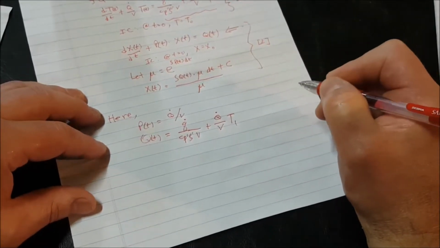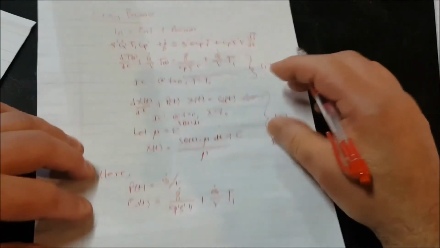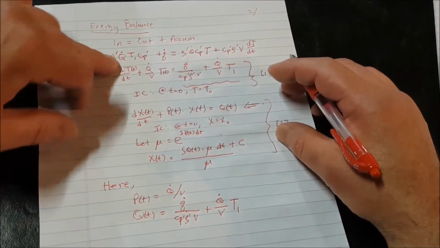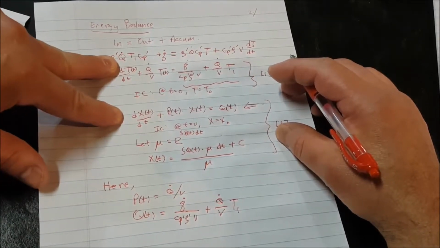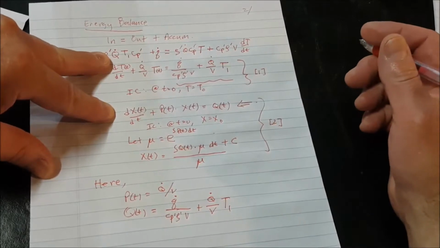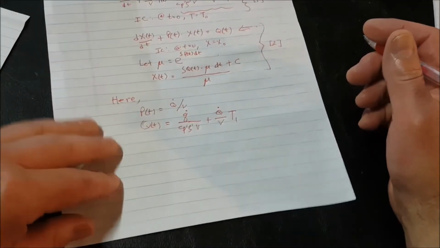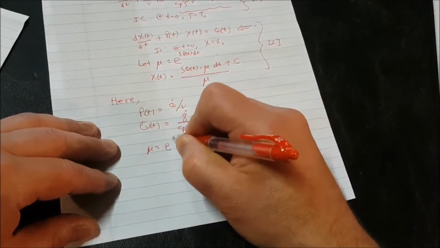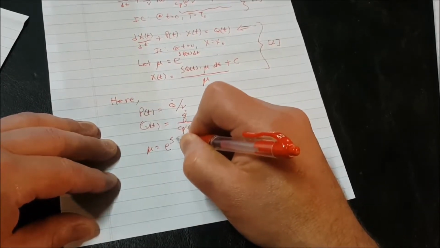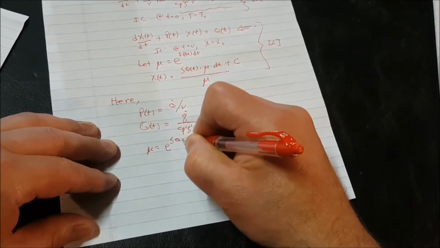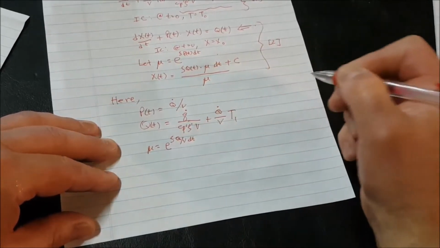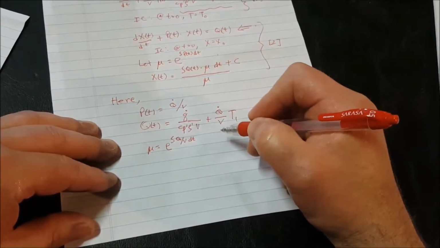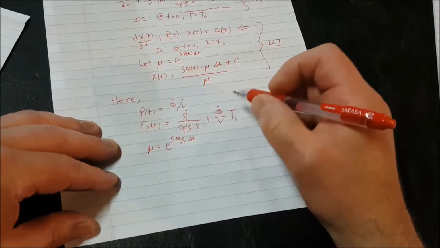That's also constant. Now, the way I got this was simply by inspection. I put my original equation here in the same form as this one, and you can just stare at it and identify what P and Q are. Okay, so now my integrating factor is e to the integral of Q over V dt, and my Q is constant, so Q over V is constant.